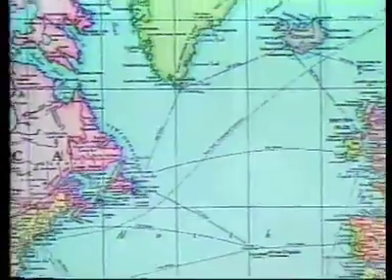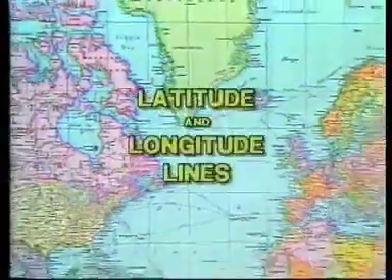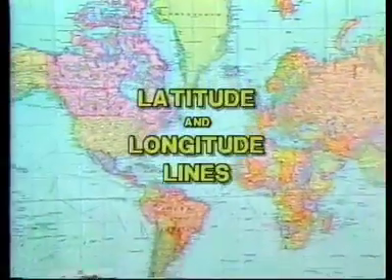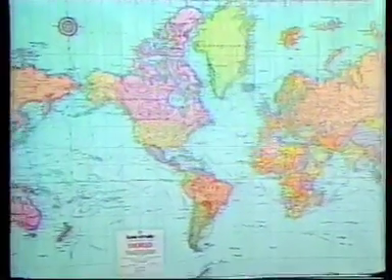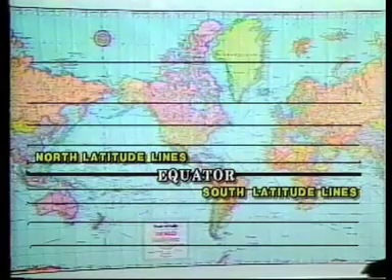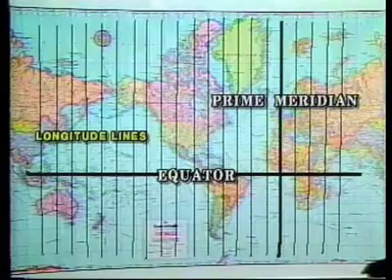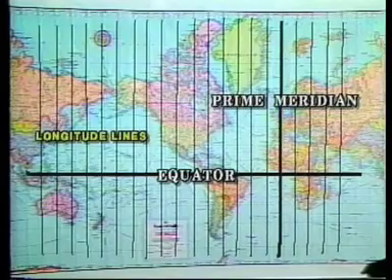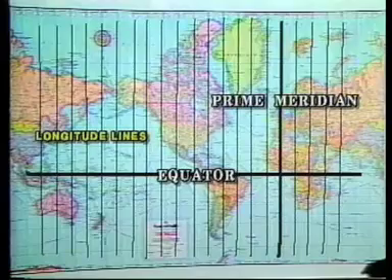The lines shown on maps are latitude and longitude lines. Latitude lines show distances north and south of the equator. These lines travel in an east-west direction. Longitude lines are the lines that run vertically from the North Pole to the South Pole. They measure distances east and west of the prime meridian.